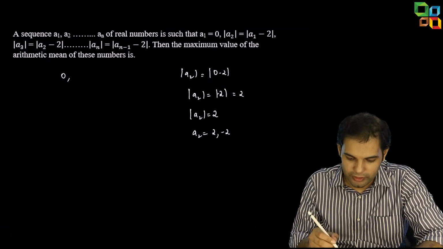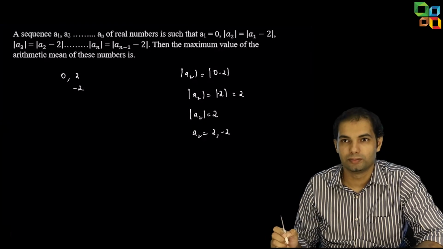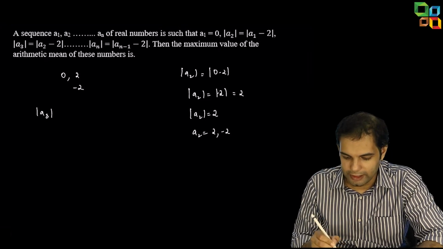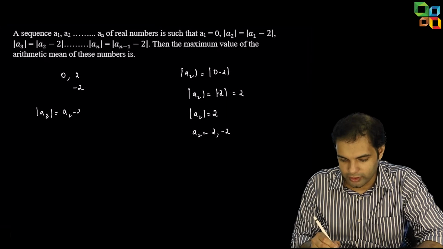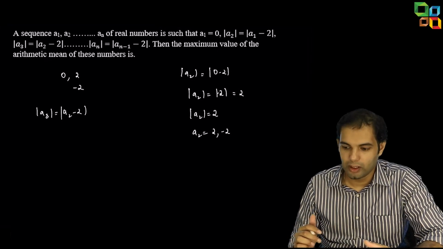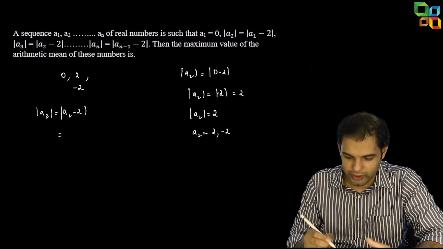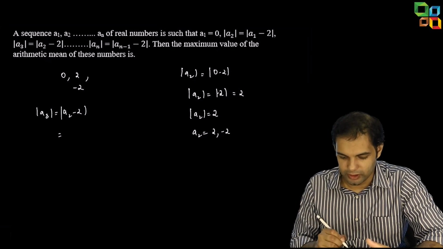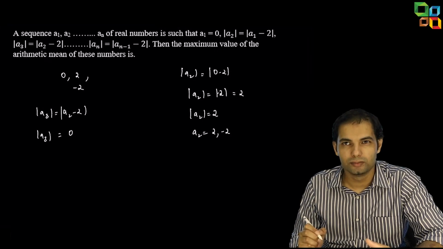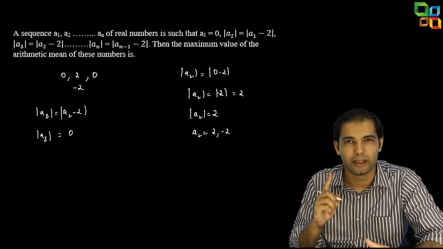Right? So we are saying A1 is 0, A2 can be 2 or minus 2. Either way it's possible. Then there is another relation. They're saying mod of A3 is equal to mod of A2 minus 2. Now the problem starts. Let me assume the first case: if A2 is 2, then A2 minus 2 is 0. Mod of A3 is 0. What do you mean by mod of A3 being 0? A3 is 0. Only one number I'm getting, correct?